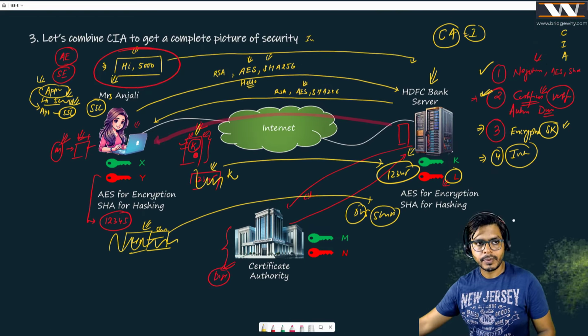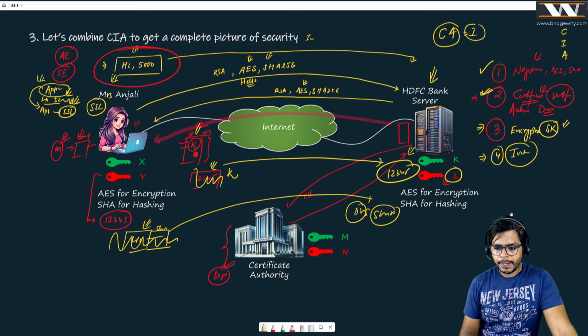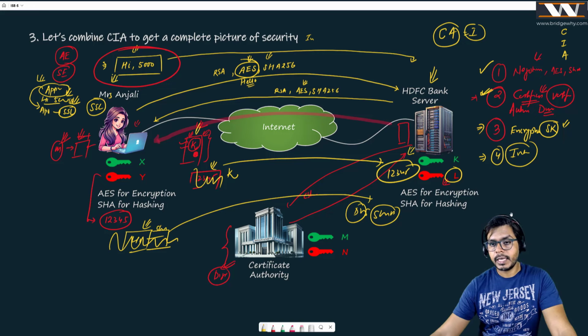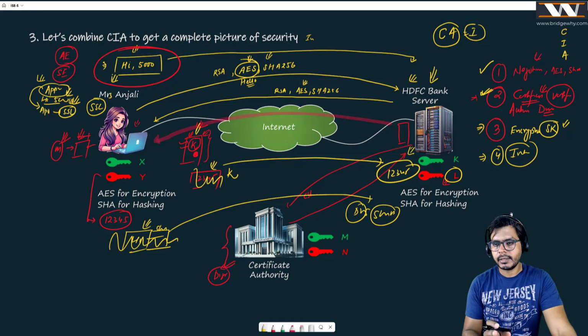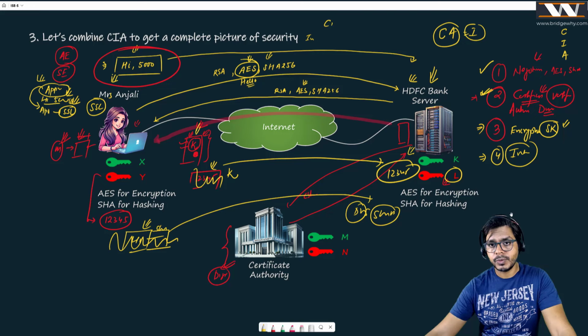Also, please explain what alternative mechanism can be used when the values don't match on the other side. Yeah, suppose Anjali is saying that I am only capable of doing AES, and HDFC Bank says no, I don't understand AES. Believe me, there is not going to be any communication. Negotiation is not happening, and if negotiation is not there, there is not going to be any communication. Sometimes that is why we send cipher suites. What is the meaning of cipher suites? I will be letting you know.